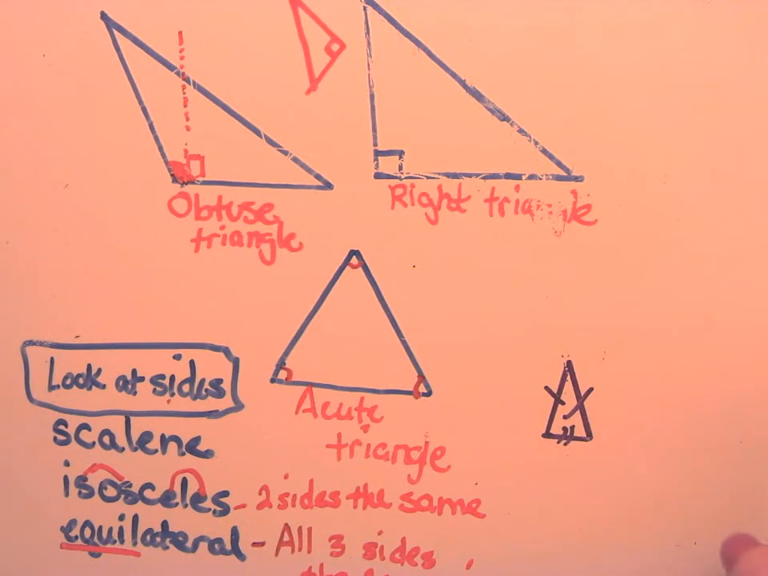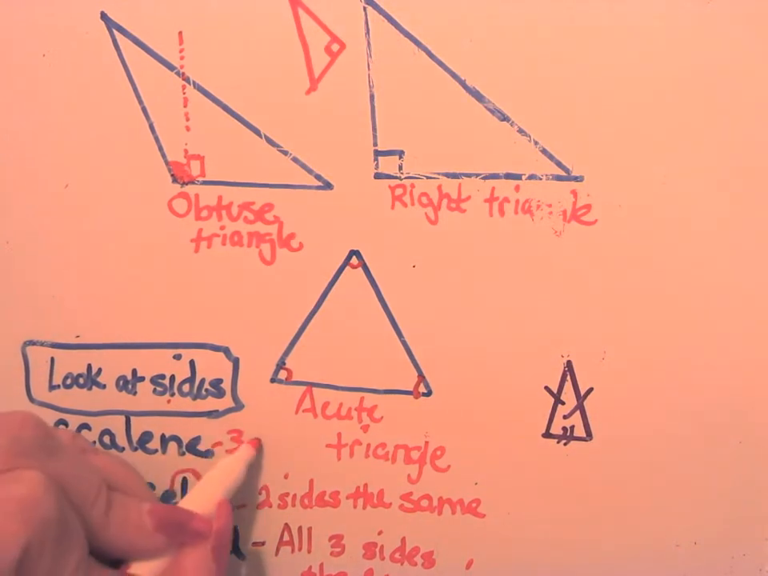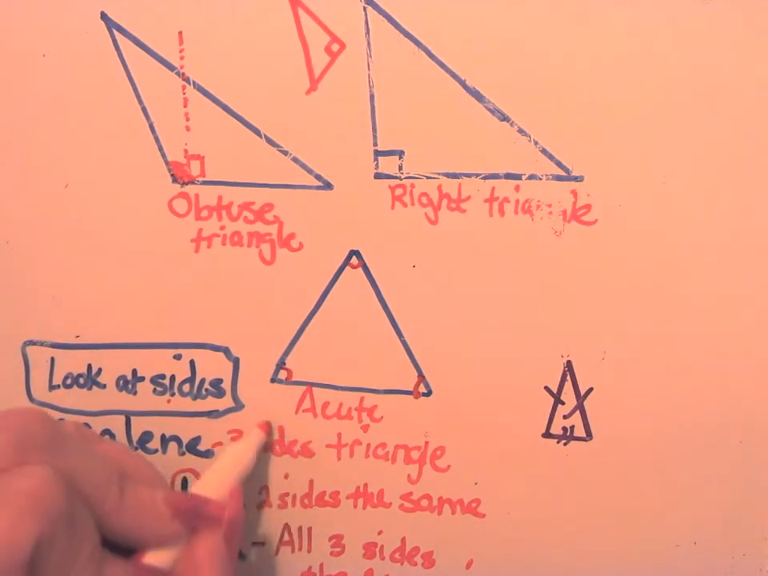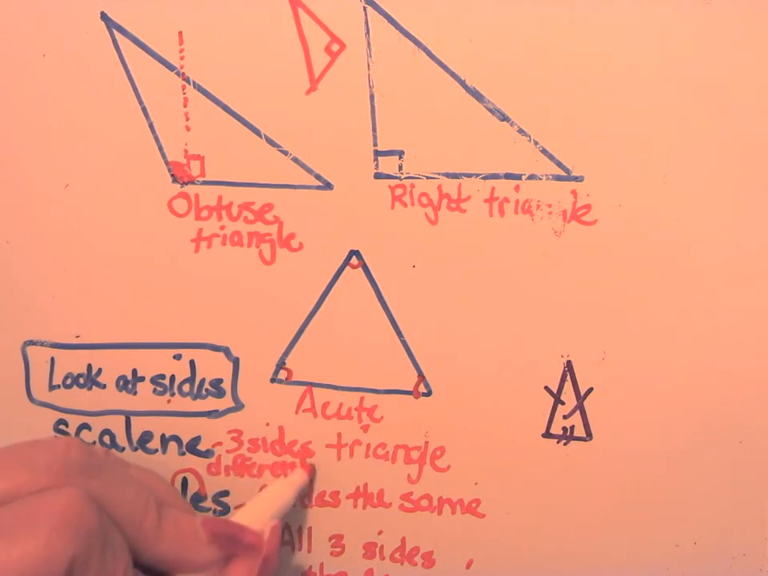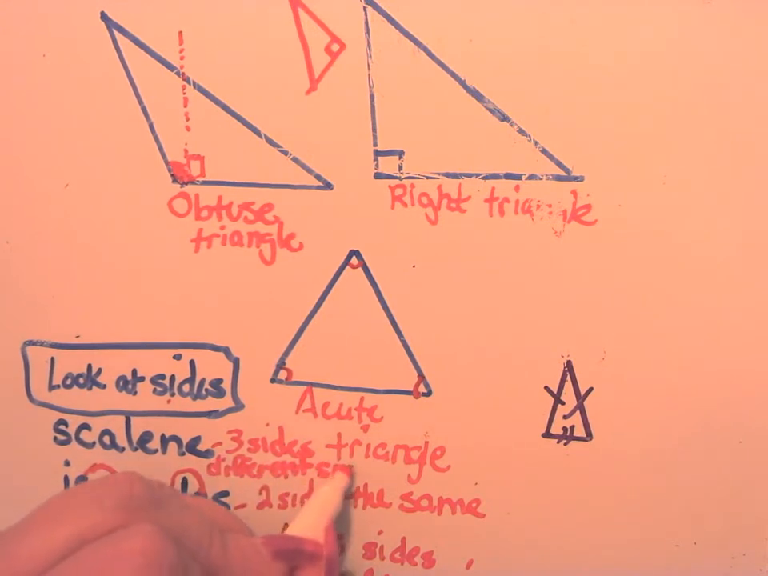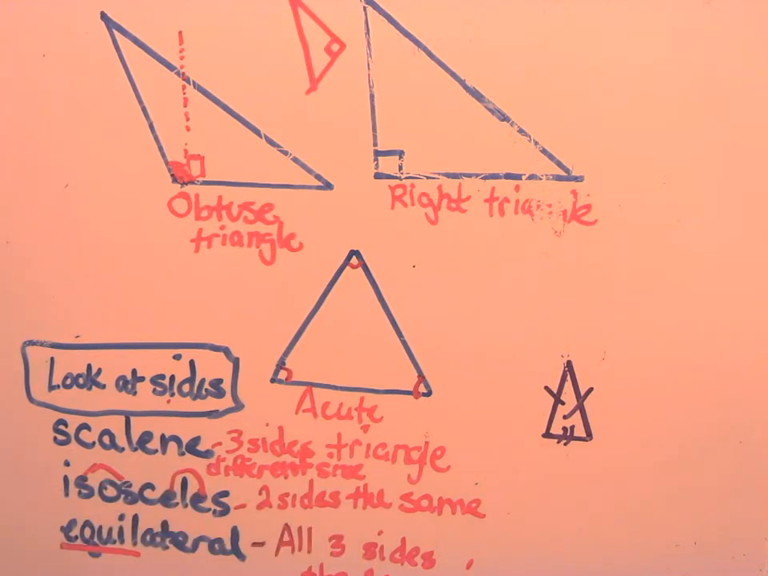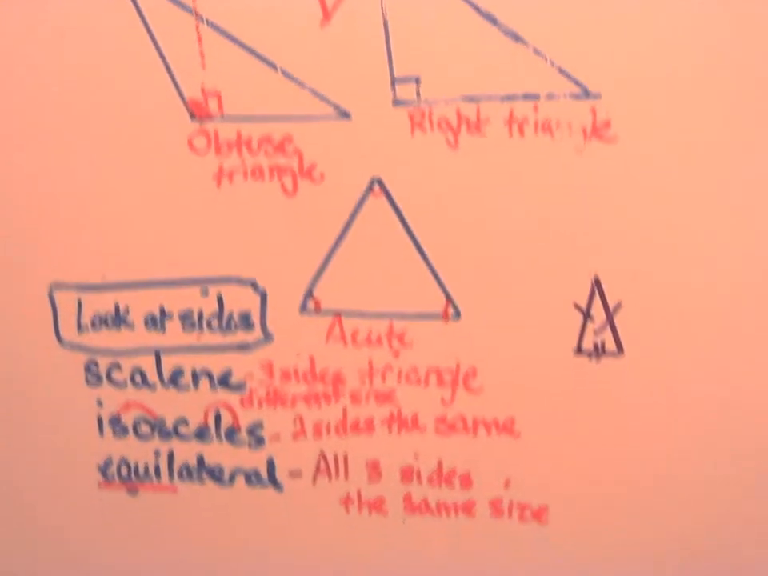And then we look at the last one, which is a scalene. A scalene triangle has all three sides different. Three sides different size. All right, three sides, all different sizes.